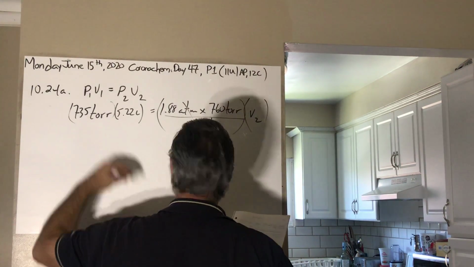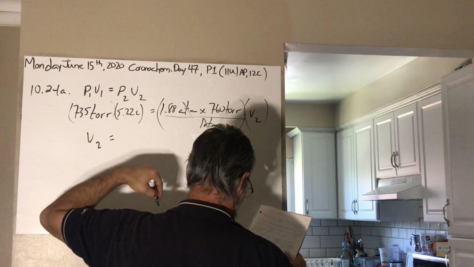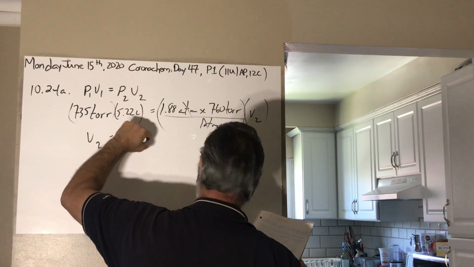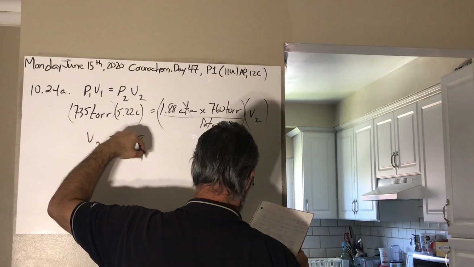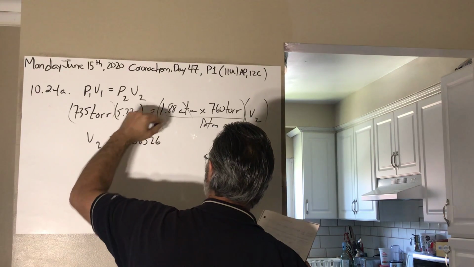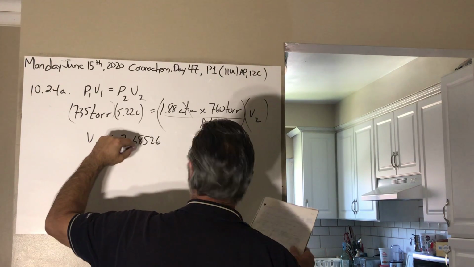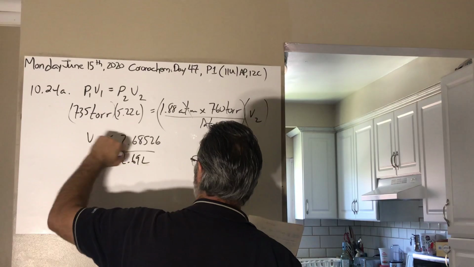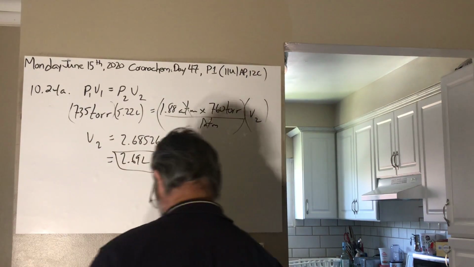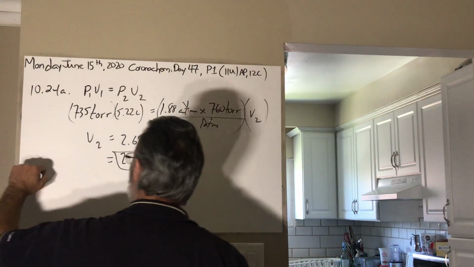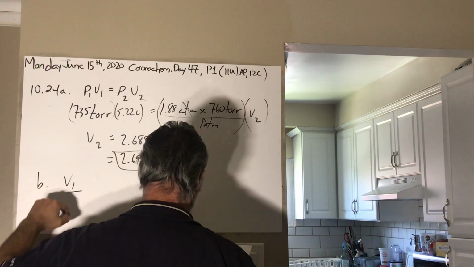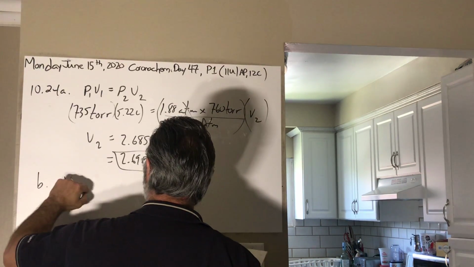And what we get is that V2 equals 2.68526, which rounds up to 2.69 liters. That's the volume before and after. Okay. Then part B, use Charles' law, which is V1 over T1 is equal to V2 over T2.